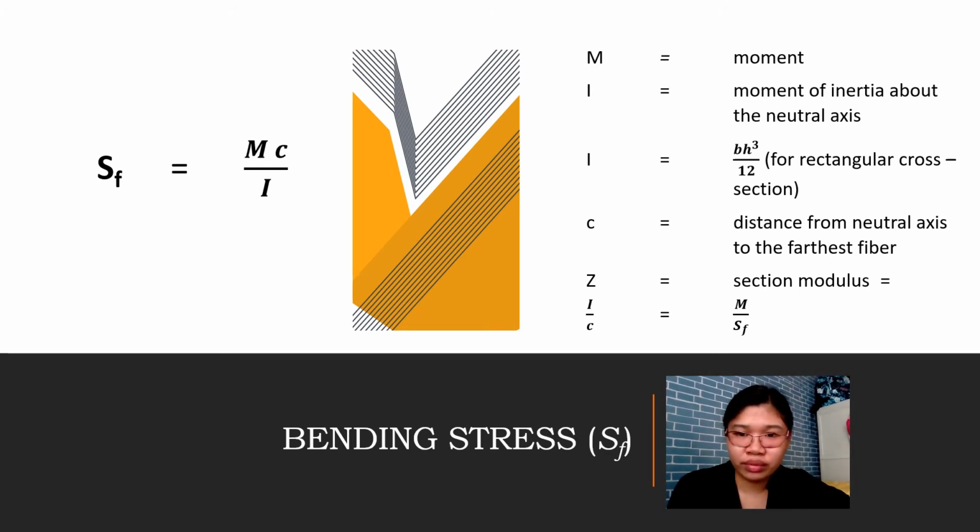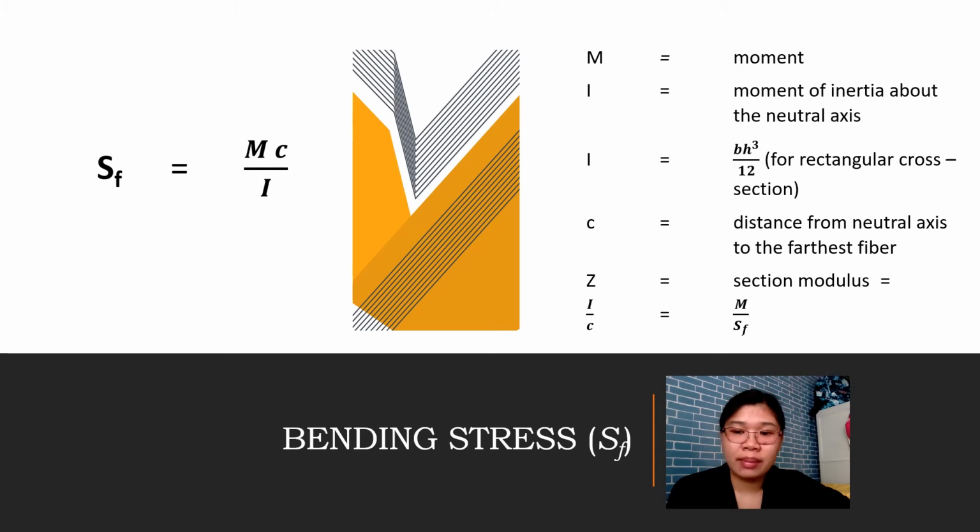And then, section modulus Z. So we have here I over C is equal to M over SF. Ma'am, paano po nangyari yun? Because we just transpose I to the other side, and then SF becomes our denominator. So we just interchange, just in case the given is I over C. So one tip also is to learn how to manipulate the formulas or the given.